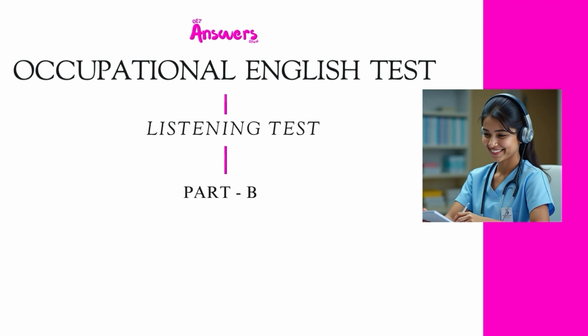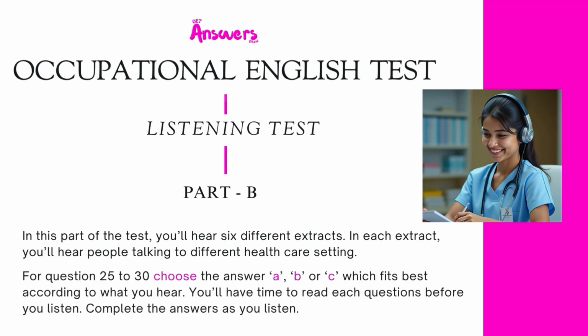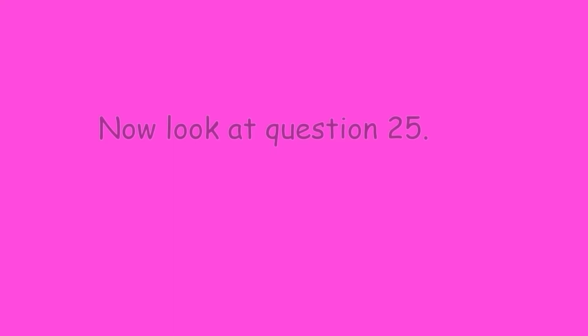Part B. In this part of the test, you'll hear 6 different extracts. In each extract, you'll hear people talking in a different healthcare setting. For questions 25 to 30, choose the answer A, B, or C, which fits best according to what you hear. You'll have time to read each question before you listen. Complete your answers as you listen. Now look at question 25.